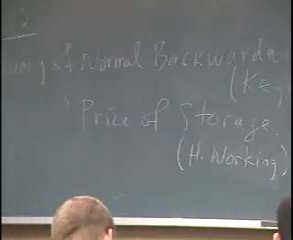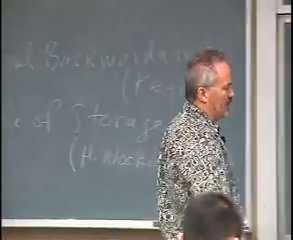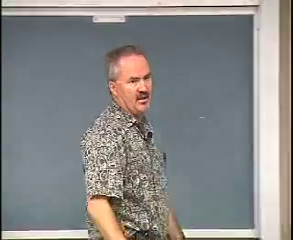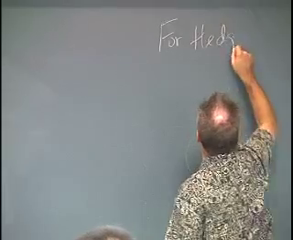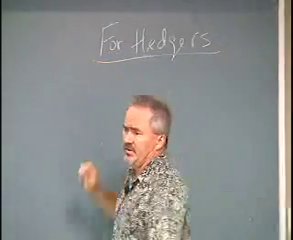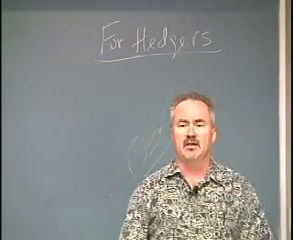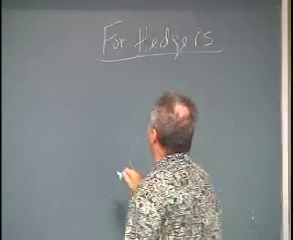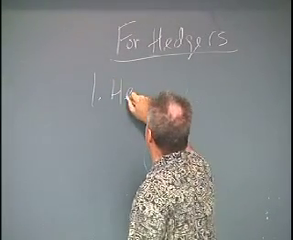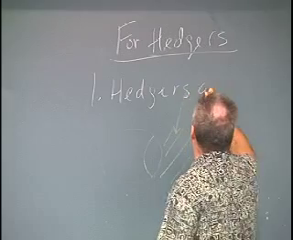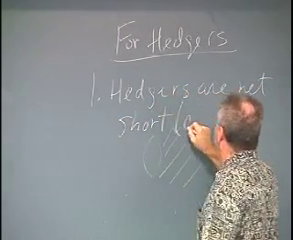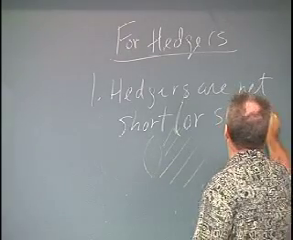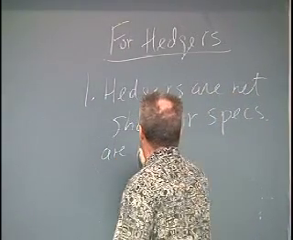So the theory of normal backwardation basically argues that futures markets are set up for hedging purposes. Basically, the markets are set up for hedgers. Keynes believed that hedgers are net short. So the implication is speculators are net long.